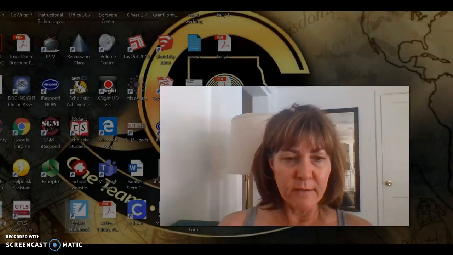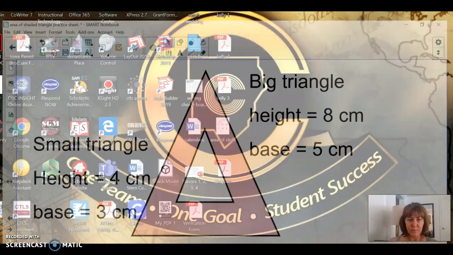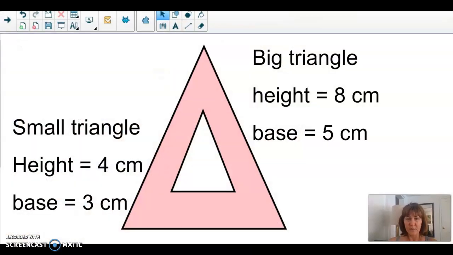Okay, so I'm going to minimize myself here, and let's pull up our new skill. Let's do this one first, since this is what I pulled up first. So we have two triangles here. We have a pink one, as you can see, and we have a white one. What I want you to figure out for me is the area of just this pink space here. Not the whole pink triangle, but just the pink space. So the first thing I have to do is figure out what the area of the whole big triangle is. The whole thing, not just the pink, not just the white, but the whole thing. We're going to call that the big triangle.